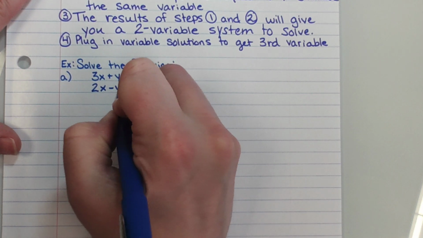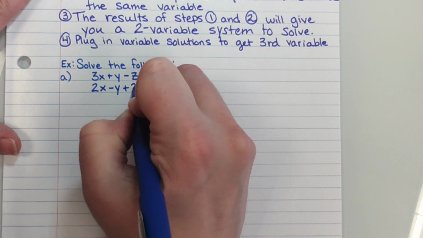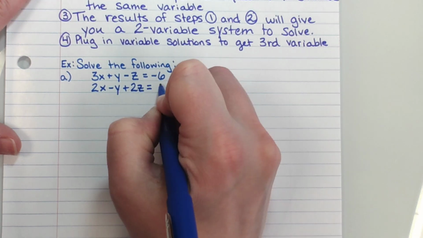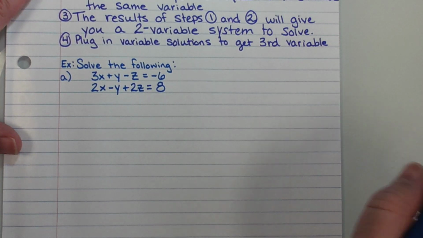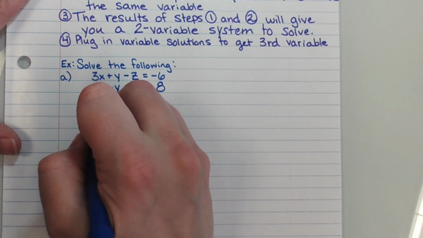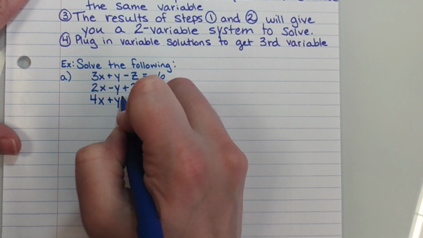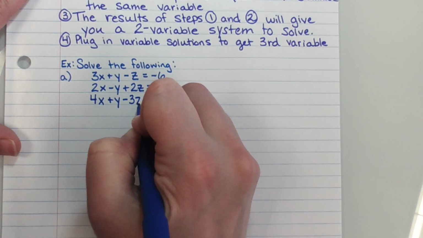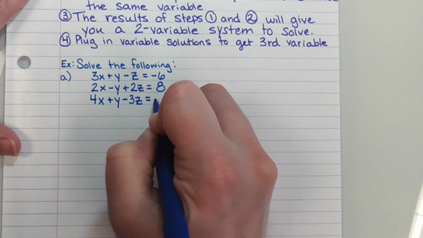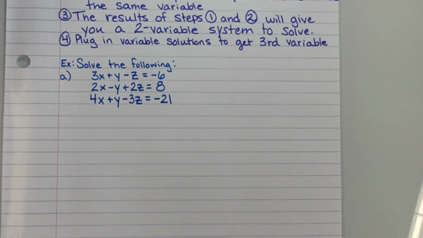2x minus y plus 2z is equal to 8 is the second equation. And the third equation I'm going to give you is 4x plus y minus 3z is equal to negative 21.